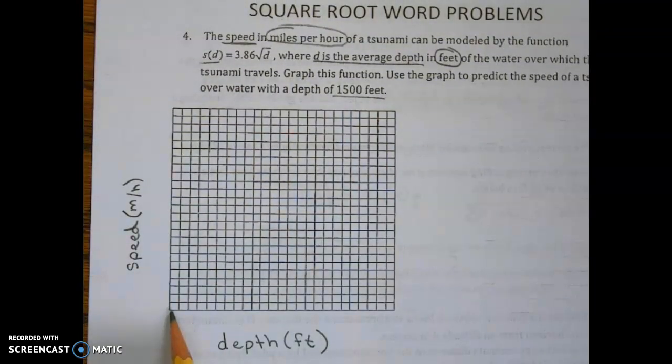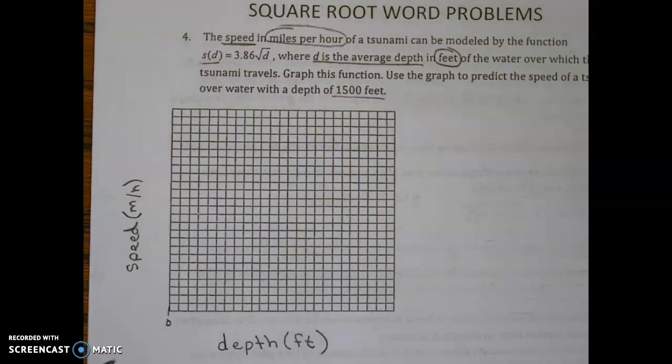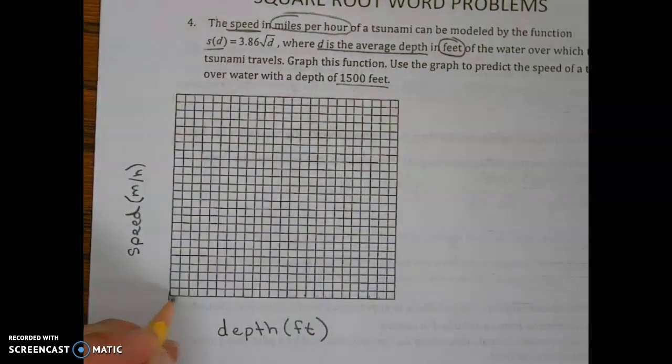So we know that we want to be able to find 1,500 feet on the x-axis. So if we start here at 0, let's see how many tick marks there are. So I could go by hundreds, but that would make these awfully close together. So I think I'm going to go by 500s, or better yet, let's go by 250s. So I'm going to go by 250.